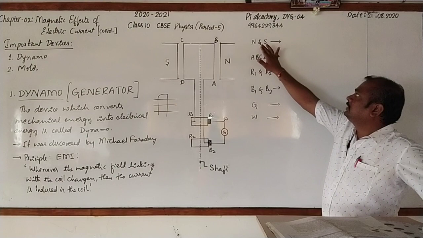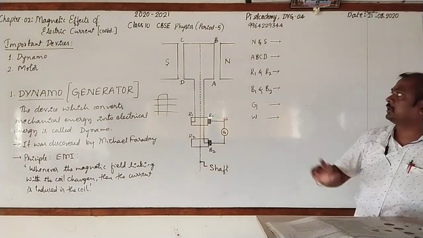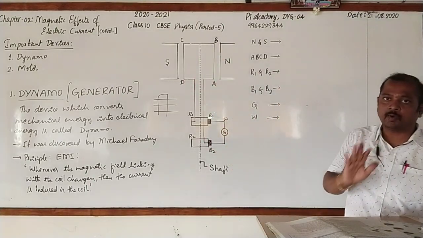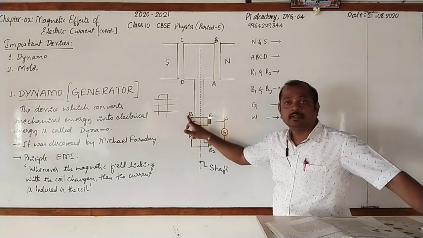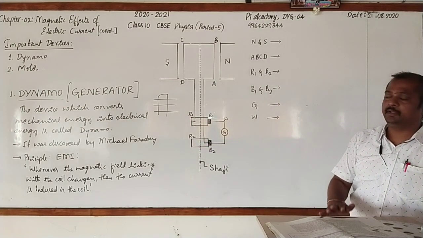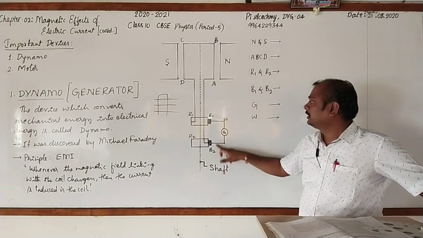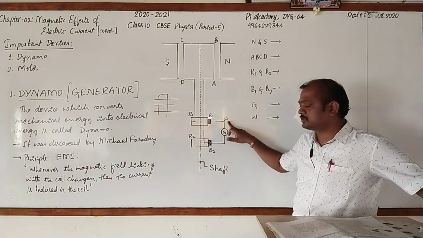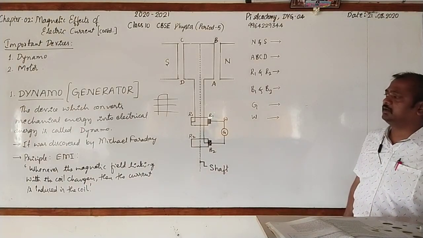Yes, these are the terms. Once I repeat, N and S are the poles of field magnet, nothing but U-shaped magnet. ABCD is a rectangular coil of insulated copper wire. Third one, R1 and R2 are the copper rings, full rings. They are also called slip rings. Then B1 and B2 are carbon brushes. G is galvanometer, W is the wire, and it is shaft, nothing but axle.